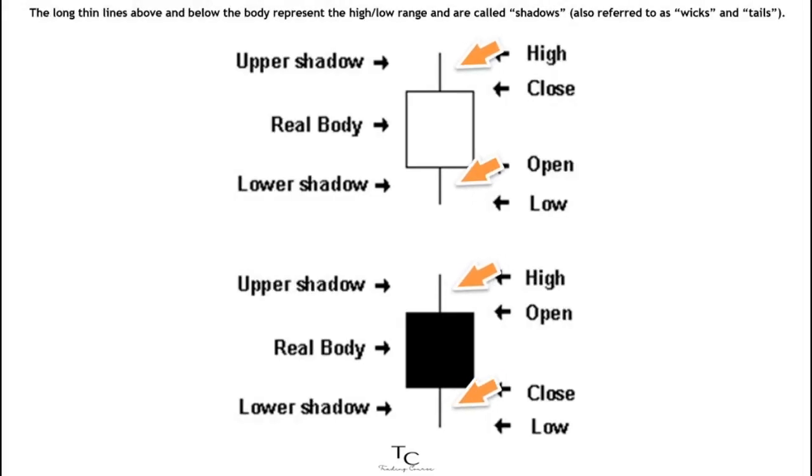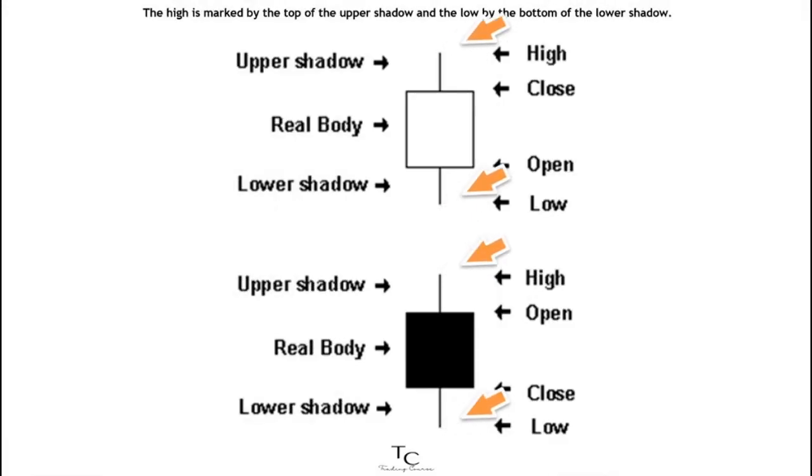The long thin lines above and below the body represent the high-low range and are called shadows, also referred to as wicks and tails. The high is marked by the top of the upper shadow and the low by the bottom of the lower shadow.